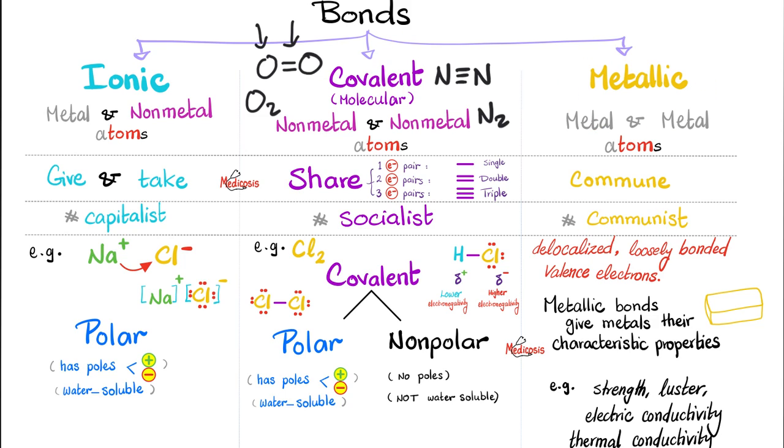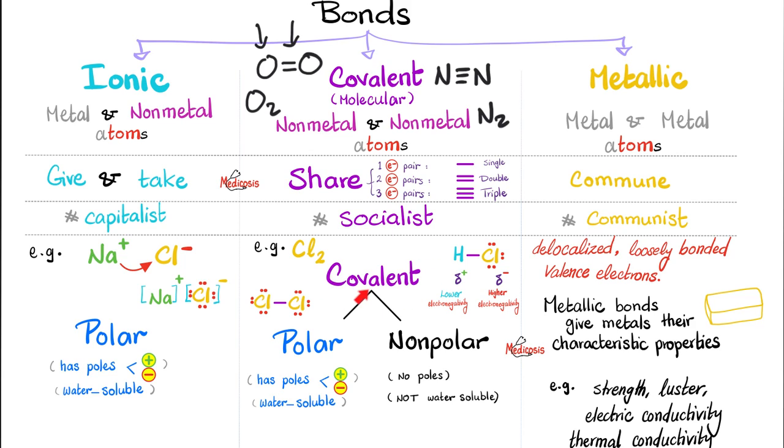By the way, these metallic bonds are what give metals their characteristic properties like strength, luster, electric conductivity, and thermal conductivity. Of course, metals are good conductors of electricity and heat. Note that sodium chloride is polar. What does the word polar mean? It means it has poles, a positive pole and a negative pole. I can cut the compound with a knife here and I will find different charges, a positive to this side and a negative to this side, i.e. it has poles, therefore polar, therefore water-soluble.